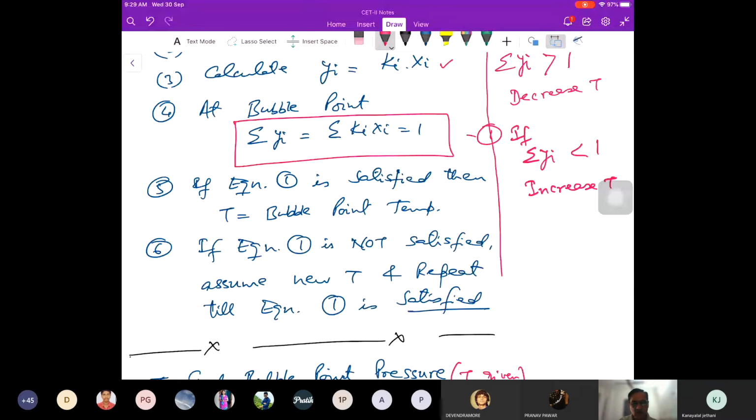ठीक है? Any questions, doubts on bubble point temperature? Sir, is this valid for dew point temperature? We are talking about bubble point, right? So let's focus on bubble point. Dew point next करने वाला हूँ मैं. Dew point is different, bubble point is different. Don't confuse.